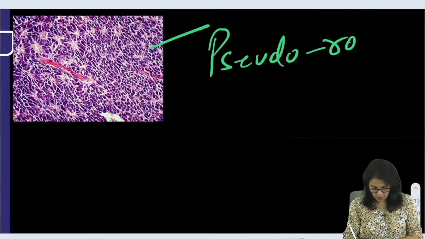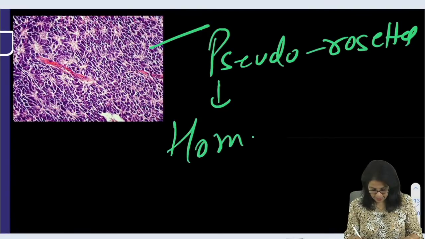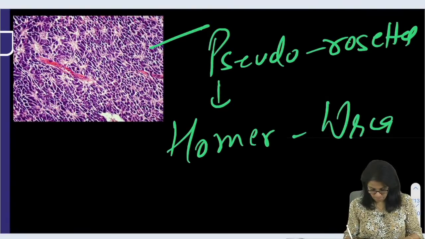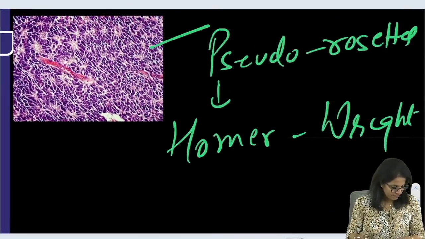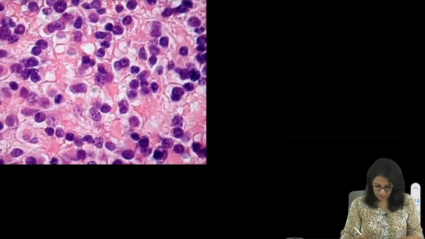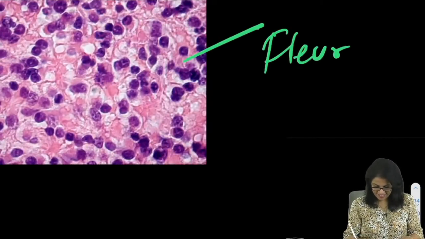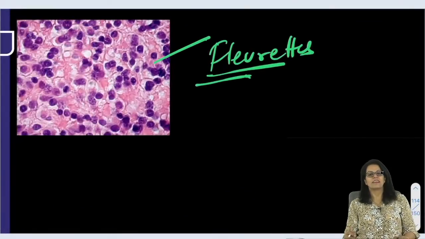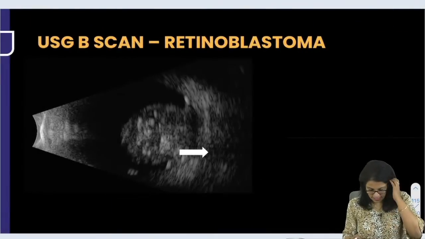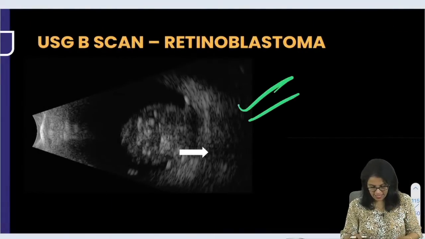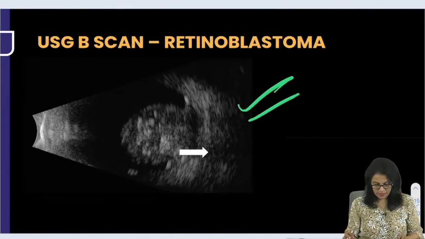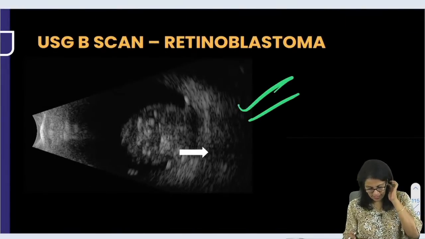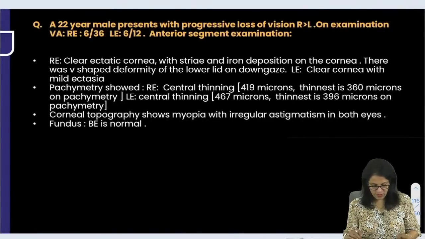What do you also call that? These are pseudo rosettes. We also call it Homer Wright. Yes, and these are fleurettes. Now this one we have already done, isn't it? Okay. We come to this question.